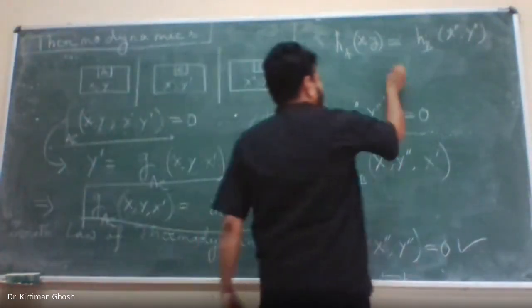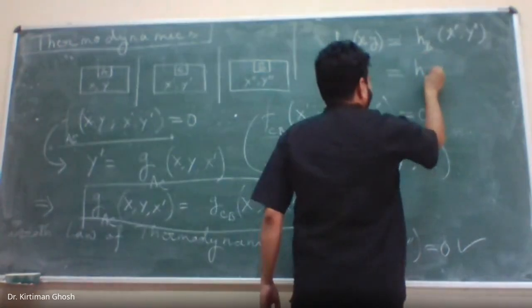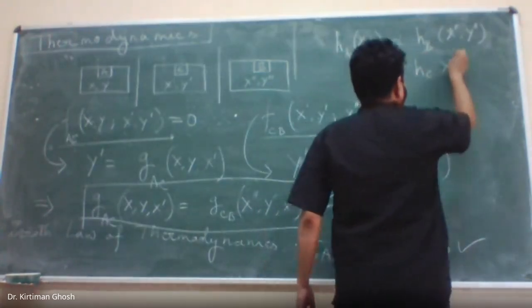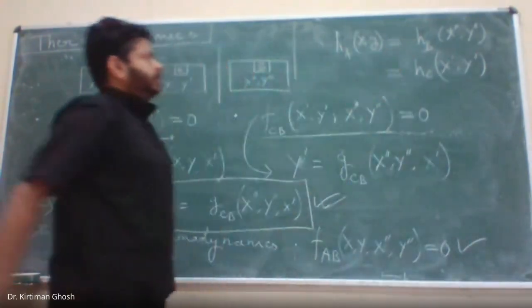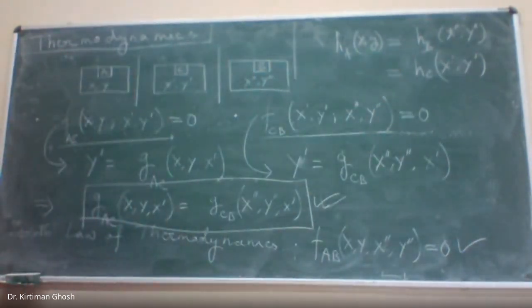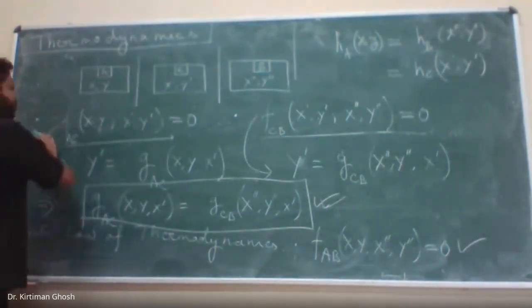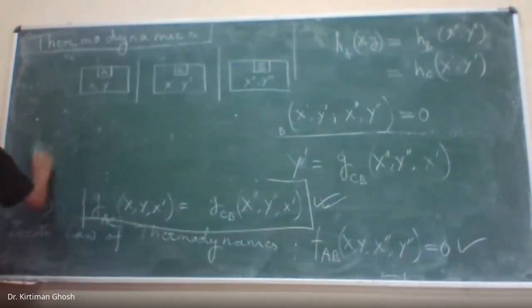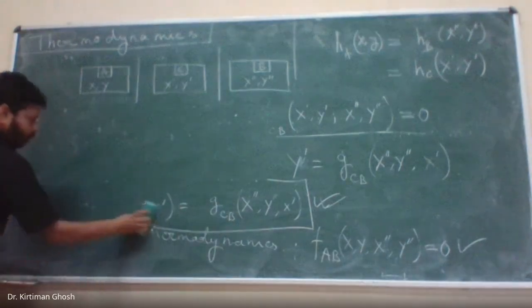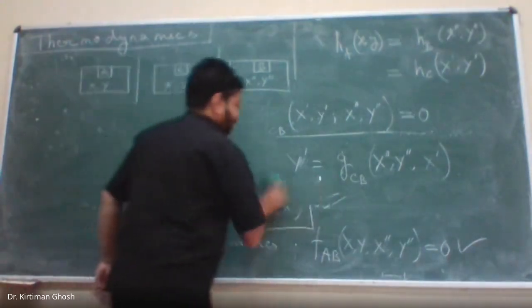You will find that there will exist another function, which is the function HC, which will be a function of x prime and y prime, which is same as this HA and HB at xy and x prime, x double prime, y double prime, respectively. So when these three systems are in thermal equilibrium, there exists a function of these macroscopic variables x and y, or thermodynamic variables x and y, which are same for all these three systems.